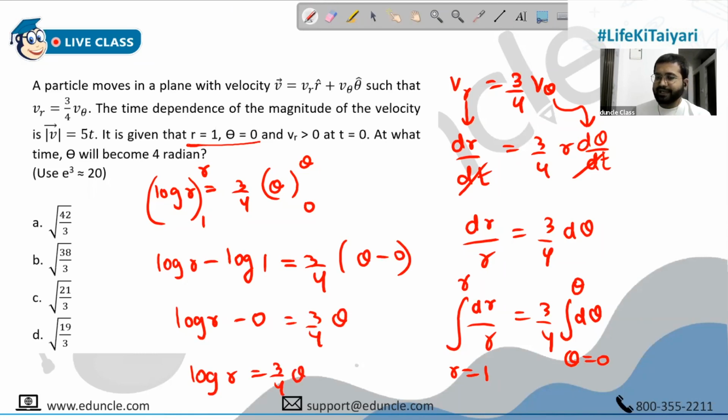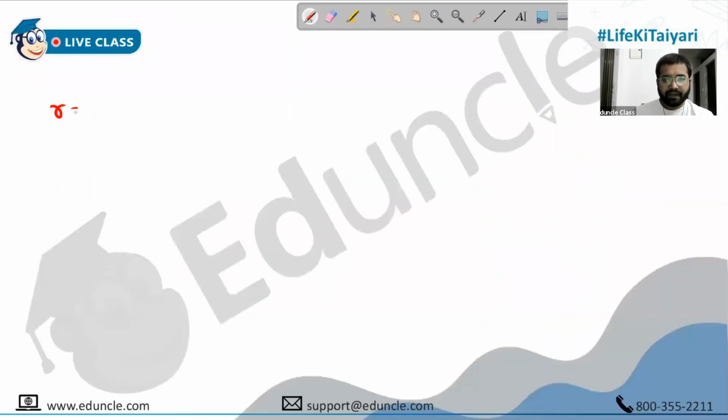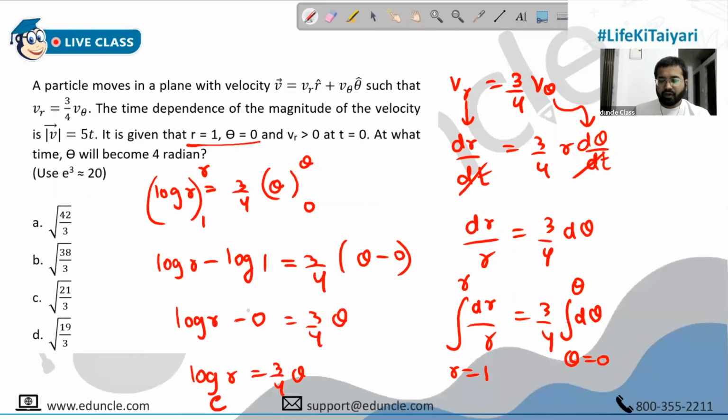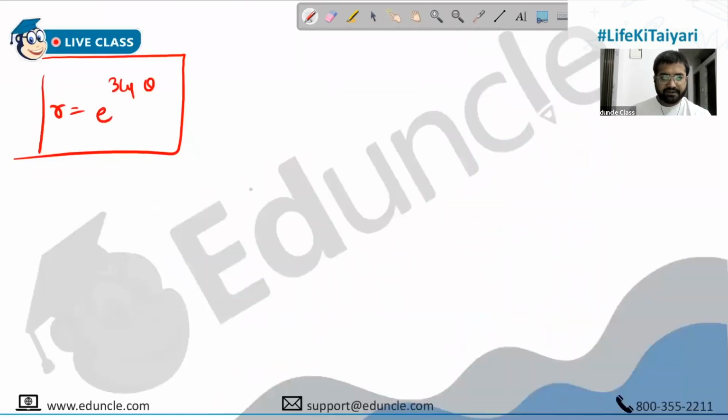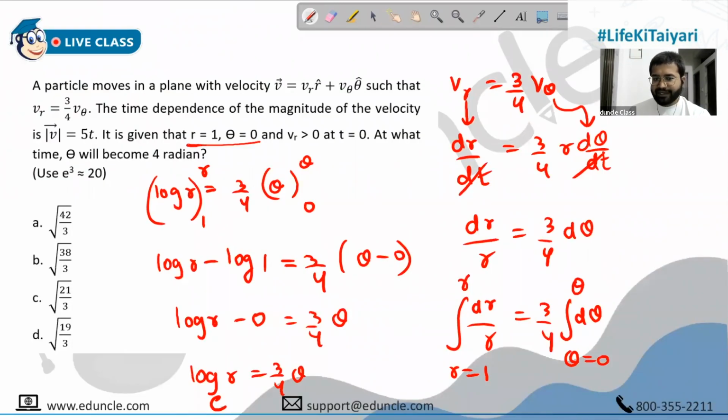Or you can say r is e raised to 3 by 4 theta. We have got a relationship between r and theta right now. Copy this much quickly, then we will see what to do. Again, what I have done is taken the exponent on that side, so r becomes e raised to 3 by 4 theta. Now let's read and cancel the things which are already used.